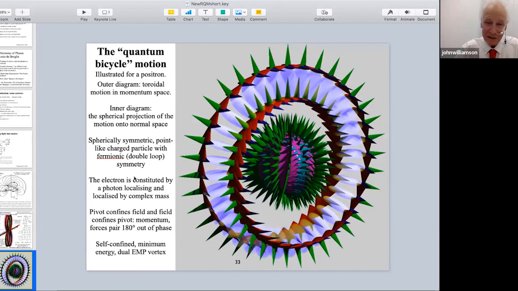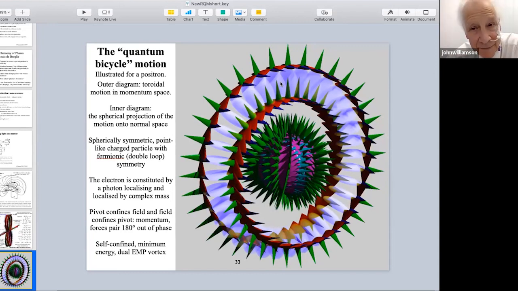So if I project this onto normal space, this toroidal thing here, these smoke rings, are meant to represent the sphere around which the electron is rotating. These smoke rings here are meant to represent the pivot. But the point is, they all represent the same pivot. So I should really imagine this as a little ball of mass energy around which the whole thing is rotating.